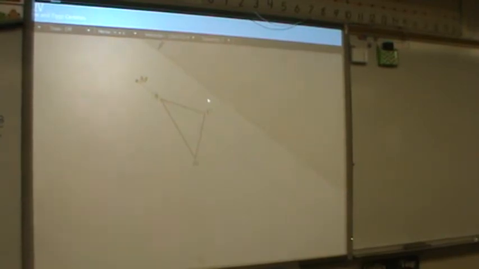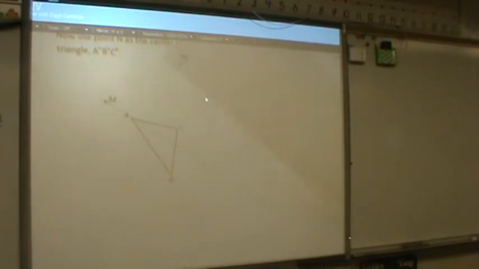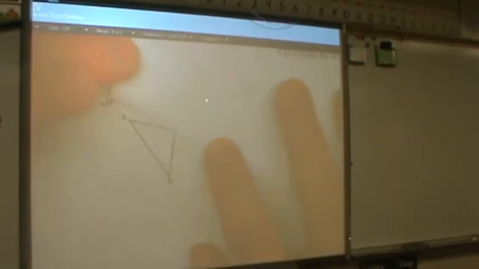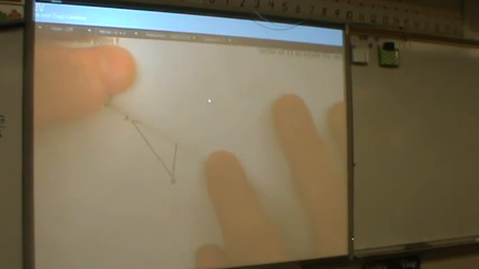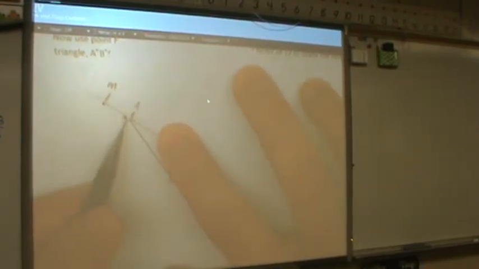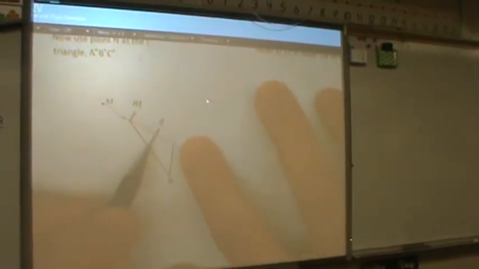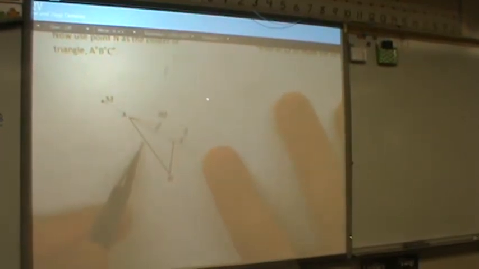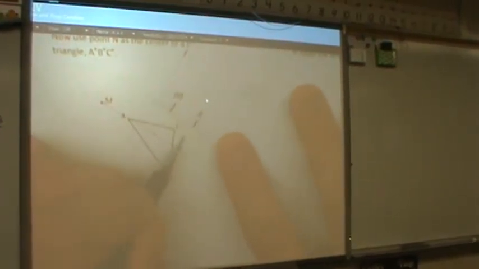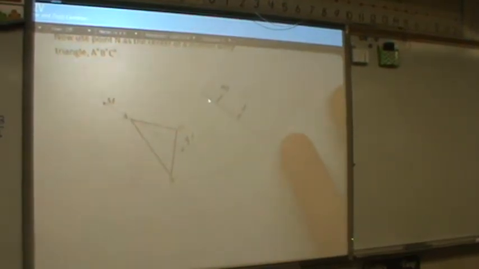Remember, this is a dilation. It needs to be 3 times the size. It says right here on your paper, a scale factor of 3. So it's got to be 3 times the size. How do I determine that? I determine that really easily by noting M to A. So here's M to A, and now I'm just going to triple that movement. If this is M to A, this segment is once. There is 2 times the size, and here is 3 times the size. So that's A prime. M to A tripled in size. There's 1, 2, 3 segments right there.